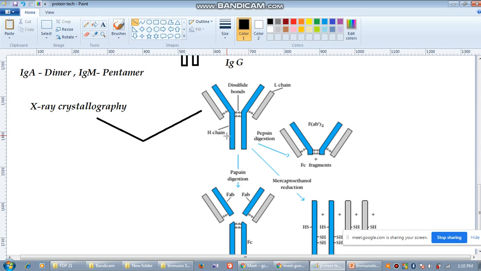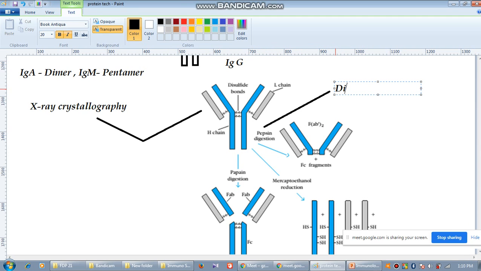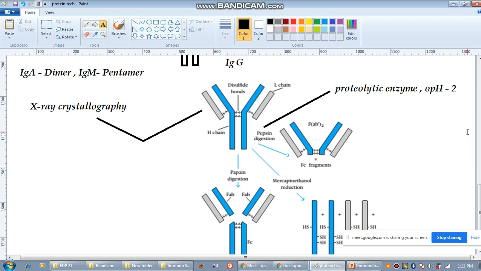Okay, then in one test tube we added pepsin. So you know about pepsin. Can you remember what is pepsin? Pepsin is nothing but a digestive enzyme, or we shall write a proteolytic enzyme, which has an optimum pH of 2. Okay, so at optimum pH 2 it will start acting.